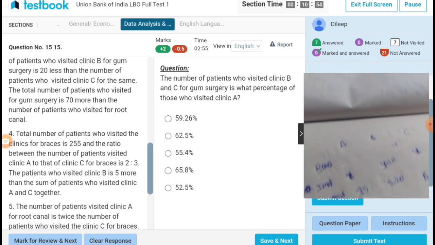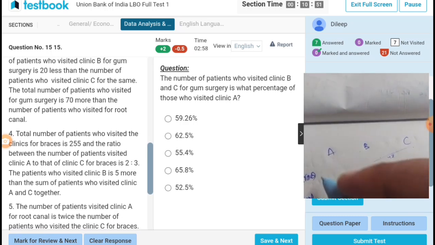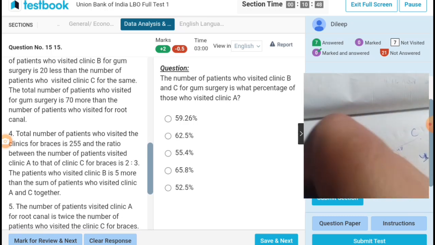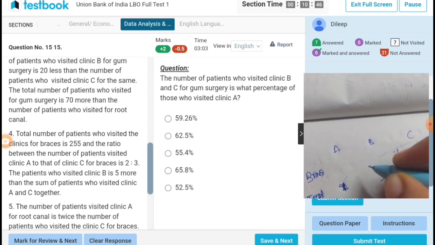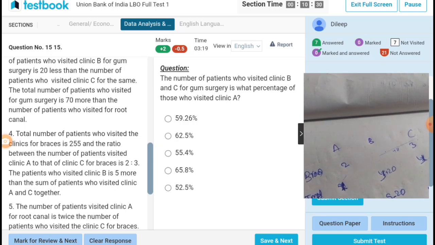The total number of patients who visited the clinic for braces is 255. A to C is 23. 5 more than the patients who visited clinic B is 5 more than the sum of the patients who visited clinics A and C.